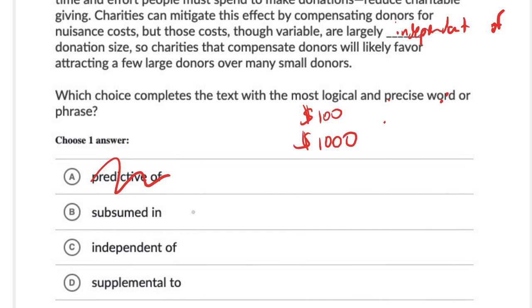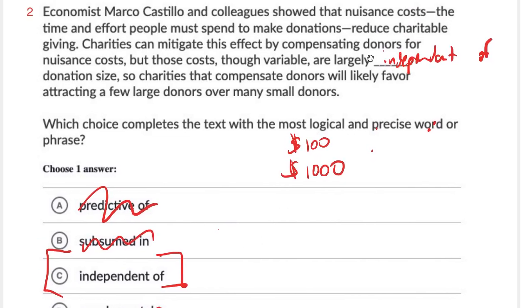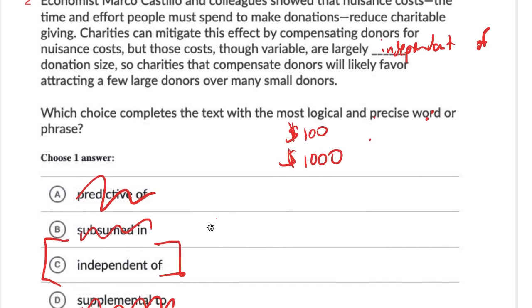Subsumed is a good word to know. If something is subsumed in something else, it's sort of like absorbed in it. It's taken up by, it becomes a part of it. You can look it up for more precise words, but it's not relevant here. Supplemental to would mean added on to, but independent of. And I try not to remember the answer. I've gone through a question before, but I really couldn't think of anything else there.